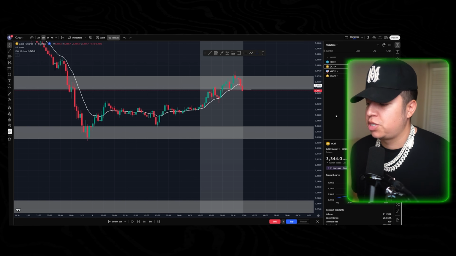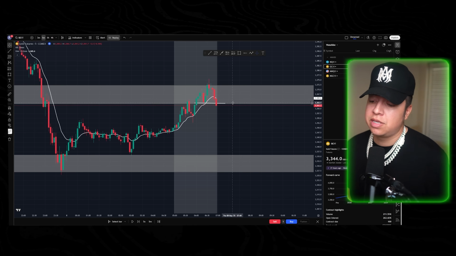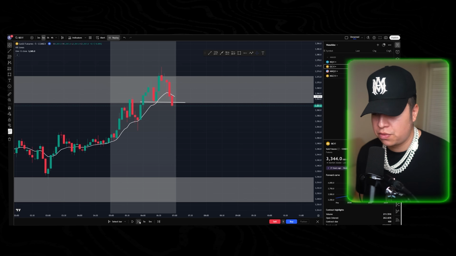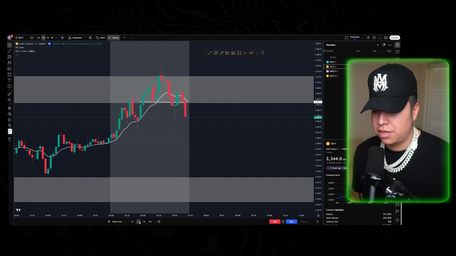So we get the breaker structure right here. So now that we have a breaker structure coming off this resistance supply, we know to look for trades down to here, right? So now let's start looking for our trades. So I'm gonna forward this. Okay. I don't see anything right now.